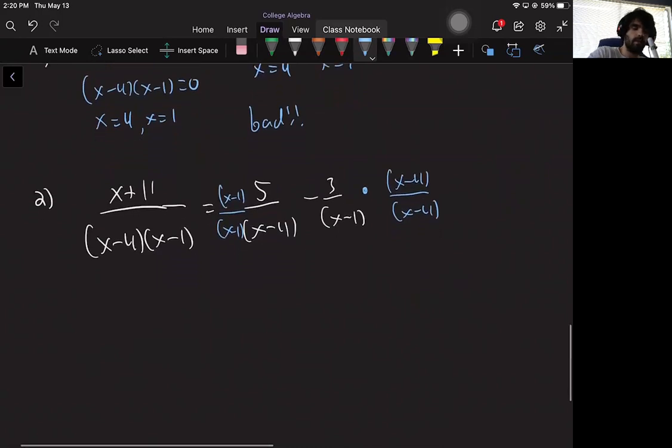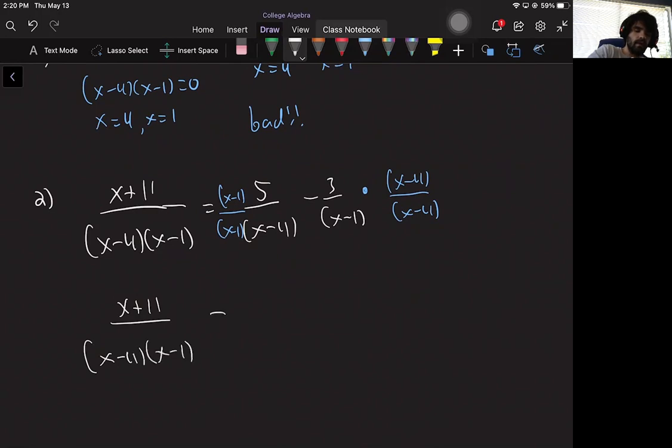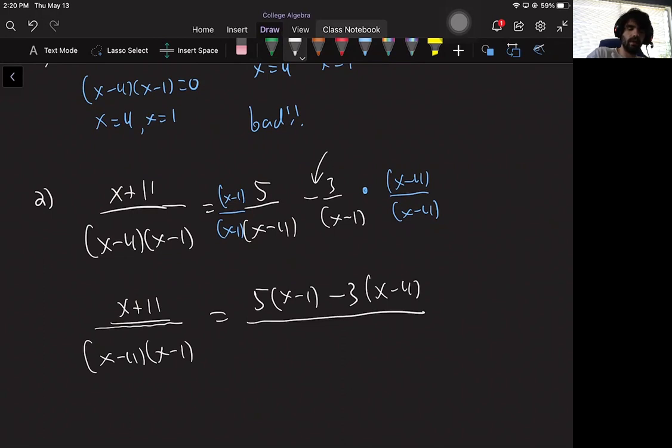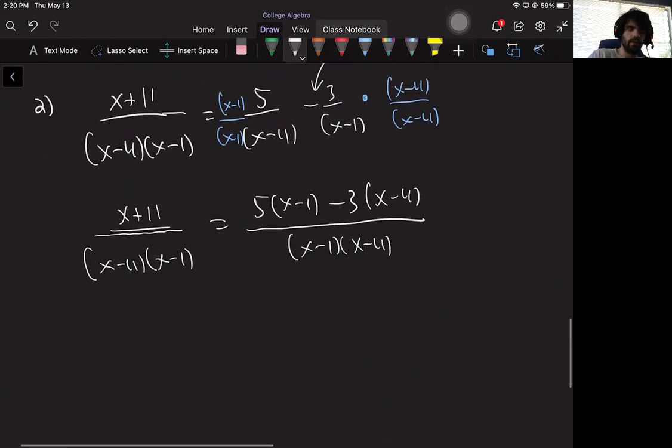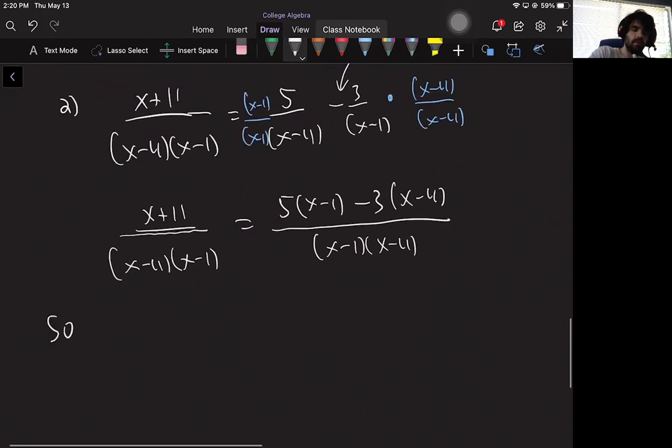So now I can stick them together. And luckily, the denominators, again, will be exactly the same on both sides, so I won't have to cross multiply. So that'll save me some time. Okay, so remember that because it's a minus this time instead of a plus, I have to keep that minus being multiplied. And now the denominators are the same. So I can just set the tops equal.